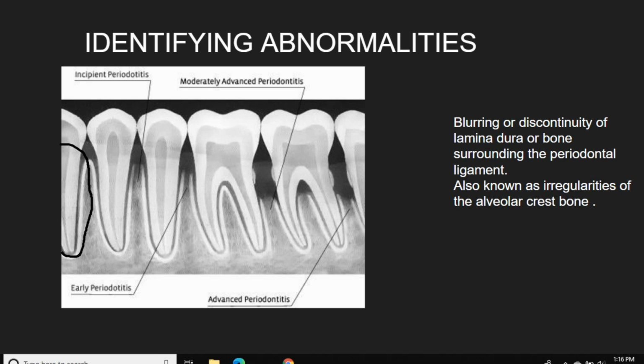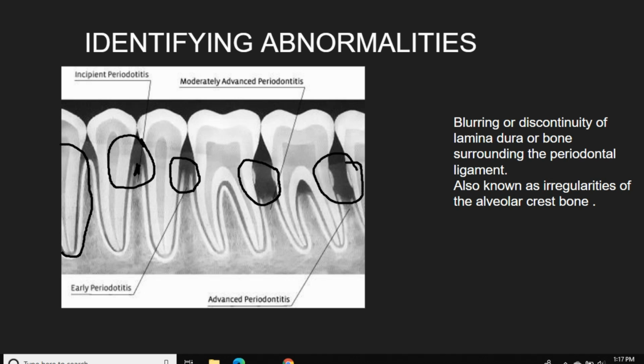Next, we move on to what they call incipient periodontitis, or the beginning stages of periodontal disease. And that is this one right here. You can see that in this area, the level is starting to decrease. That's what that dark gray area is, that level of bone that is starting to go down. And then we have early periodontitis. And that is this one right here. You can see that bone level has just continued to go down until we have moderately advanced periodontitis and advanced periodontitis.